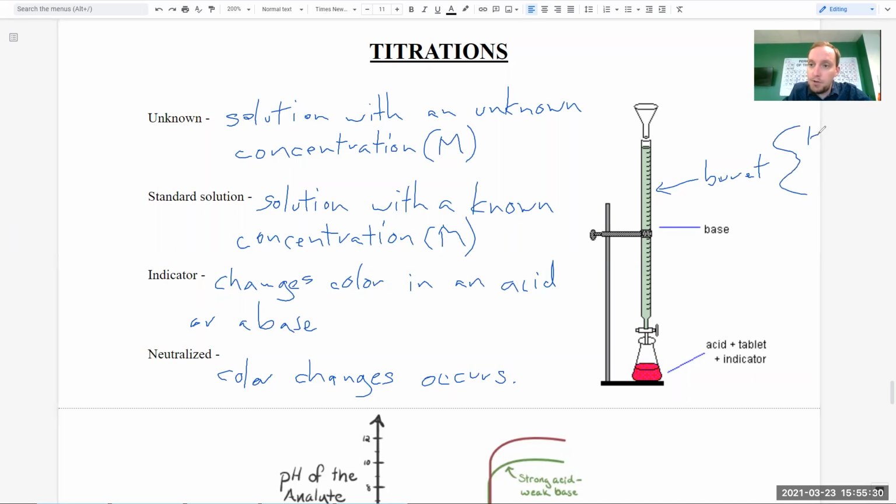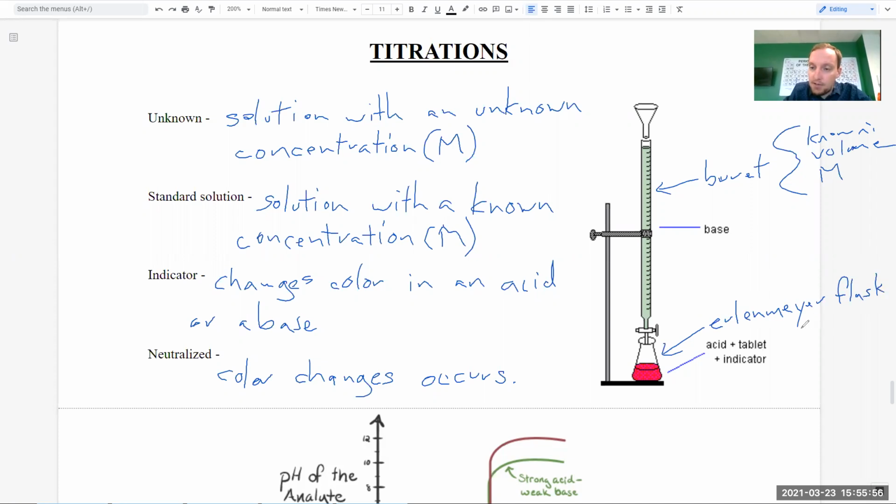So again, in the burette, we're going to put a solution with a known volume and a known molarity. Okay, so we know the volume, which I totally misspelled, and we know the molarity of that solution. Okay, everything about this is known. What we have down here is what's called an Erlenmeyer flask.